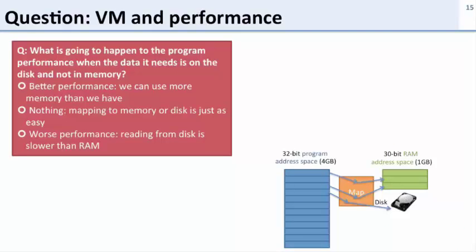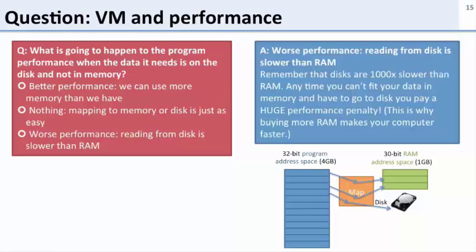Now here's a question about virtual memory performance. What's going to happen to the program performance when the data it needs is on the disk? Well, we're going to get really bad performance. Reading from disks is slow. Disks are thousands of times slower than memory. So if we have to put the data on the disk, it's going to slow down our performance enormously. This is why people tell you if you buy more memory for your computer, it'll run faster, because you'll have less time you have to go to the disk to access data.